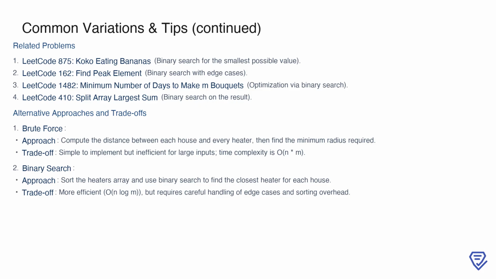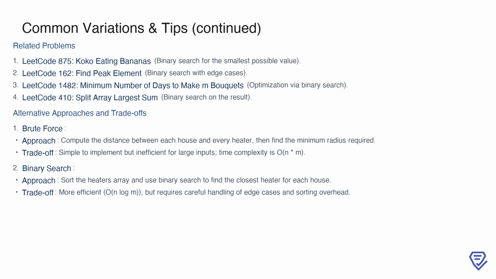This problem is closely connected to other LeetCode problems that use similar techniques. For instance, LeetCode 875, Koko Eating Bananas, deals with binary search to find the smallest possible value. LeetCode 162, Find Peak Element, also involves binary search but emphasizes handling edge cases. LeetCode 1482, Minimum Number of Days to Make M Bouquets, applies optimization via binary search, while LeetCode 410, Split Array Largest Sum, uses binary search on the result. It's worth exploring these problems to strengthen your understanding of how binary search can be adapted to different contexts.